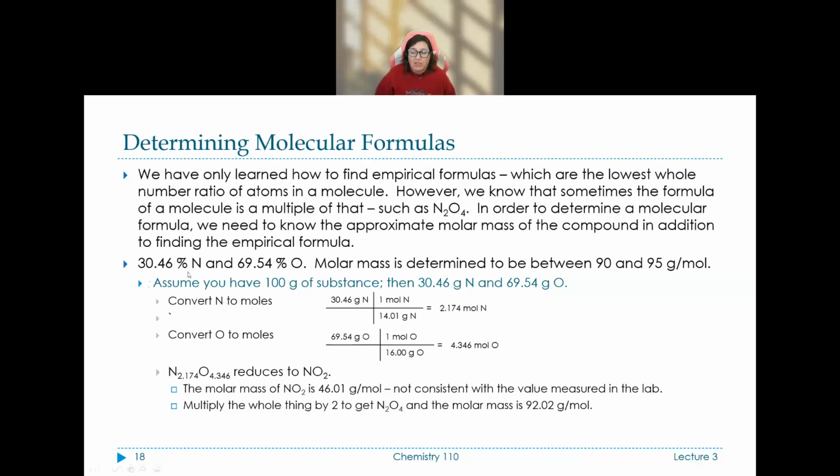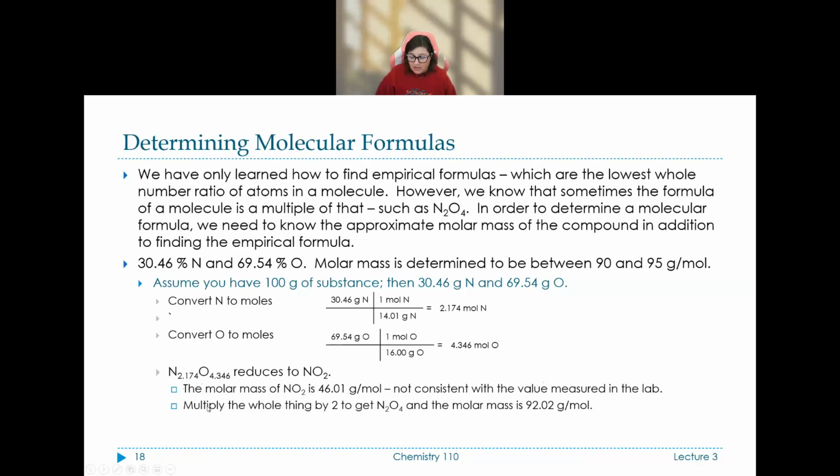So 30.46% nitrogen, 69.54% oxygen. I can convert both of those to moles. So I get 2.174 moles of nitrogen, and I get 4.346 moles of oxygen. Setting up that ratio just the way we've done before, N to O, 2.174 to 4.346, reduces to NO2. But the molar mass of NO2 is 46.01 grams per mole. And it's not consistent with the information that they gave me, because they told me that the molar mass is between 90 and 95 grams per mole.